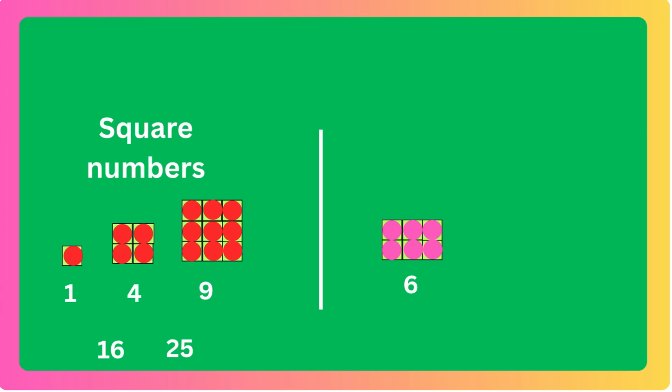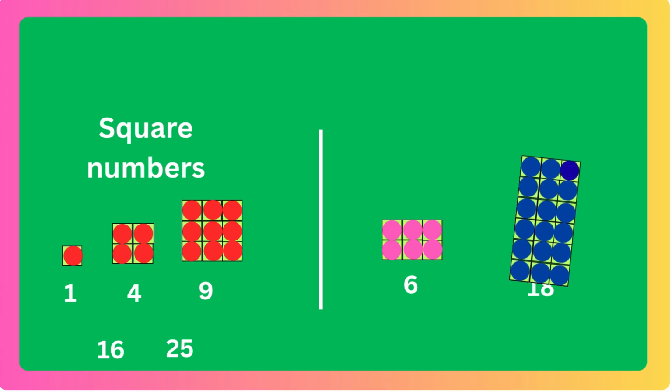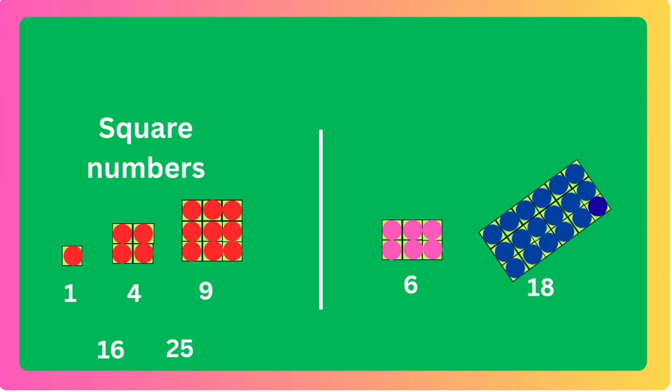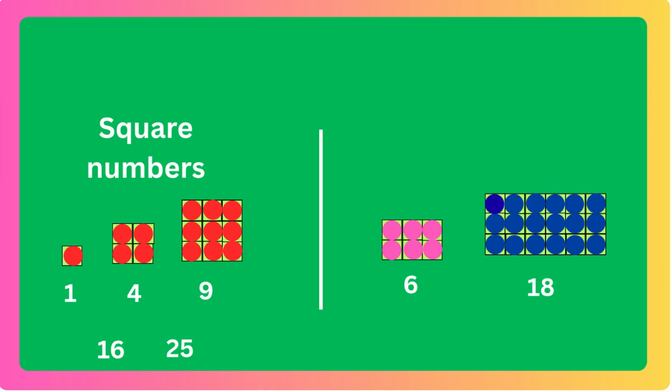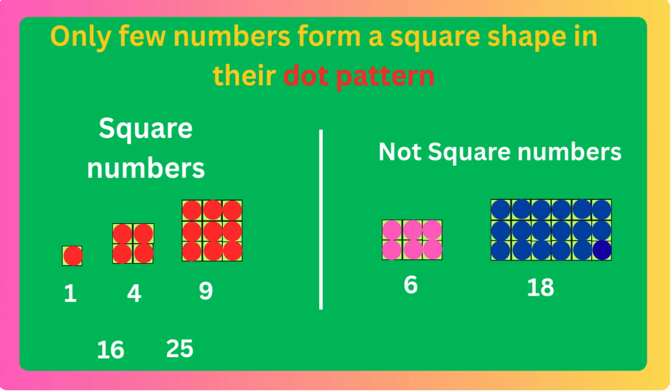So between 16 and 25 we have some numbers. Let us take 18. Can we arrange 18 as a square? No, we cannot arrange 18 as a square. We can always arrange 18 as a rectangle, 6 into 3: 6 rows and 3 columns, or 6 columns and 3 rows. 3 into 6 also we can arrange. 6 threes are 18. So 18 is not a square number. 6 is not a square number. Whereas 1, 4, 9, 16, 25, 36, these are all square numbers. These numbers' dot patterns can be arranged as squares.